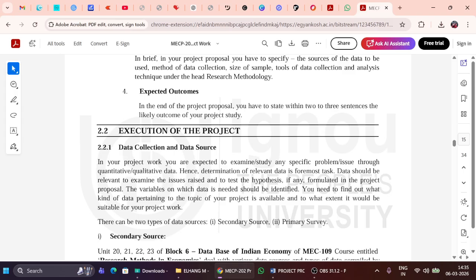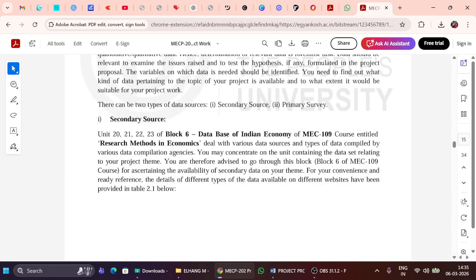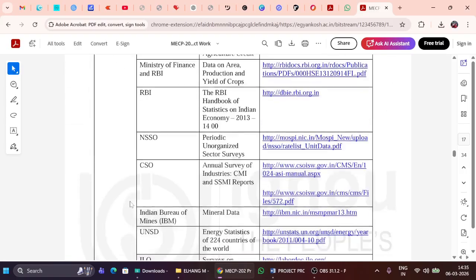Now, execution of the project. While executing the project work, the data collection and data source have to be mentioned, and how you can collect the data and what the data sources are is the most important thing. So while making a project report, you have to take care of that as well.